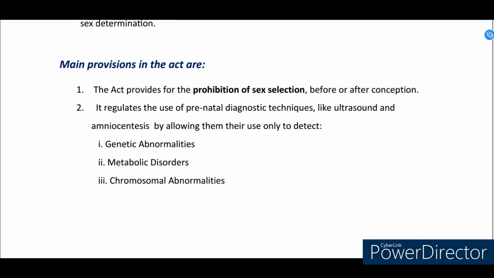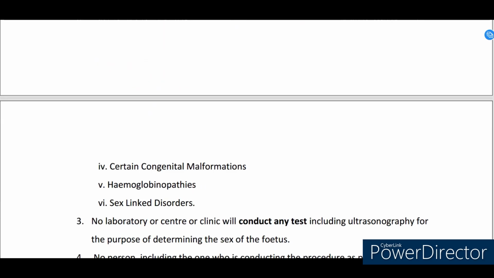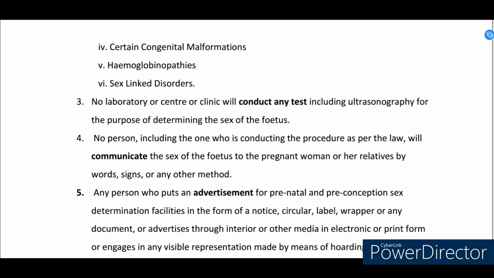The main provisions in the Act are, as I already said, it provides for the prohibition of sex selection before or after conception. It regulates the use of prenatal diagnostic techniques like ultrasound and amniocentesis by allowing their use only to detect genetic and chromosomal abnormalities, metabolic disorders, certain congenital malformations, hemoglobinopathies, and sex-linked disorders.